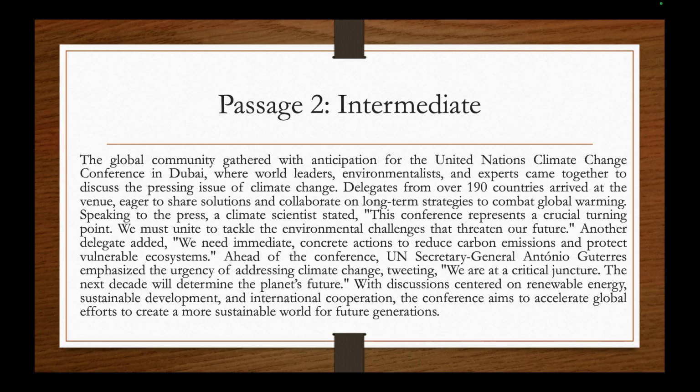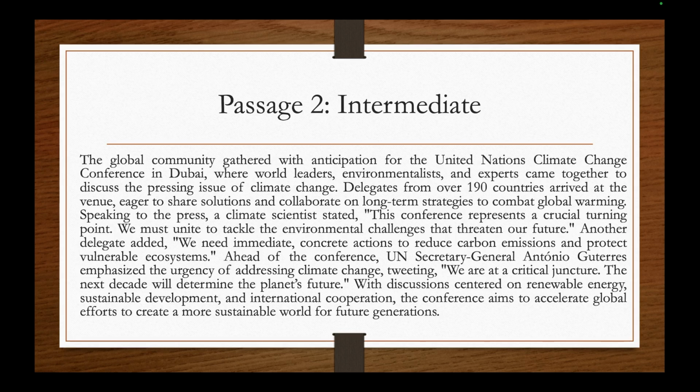The global community gathered with anticipation for the United Nations Climate Change Conference in Dubai, where world leaders, environmentalists, and experts came together to discuss the pressing issue of climate change. Delegates from over 190 countries arrived at the venue, eager to share solutions and collaborate on long term strategies to combat global warming. Speaking to the press, a climate scientist stated, "This conference represents a crucial turning point. We must unite to tackle the environmental challenges that threaten our future." Another delegate added, "We need immediate concrete actions to reduce carbon emissions and protect vulnerable ecosystems."